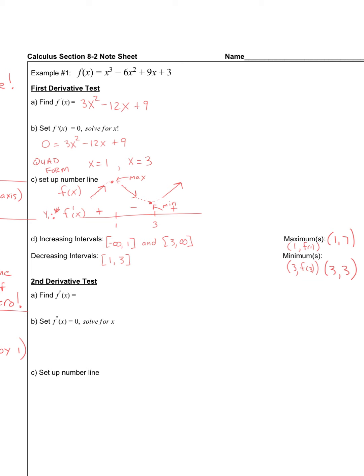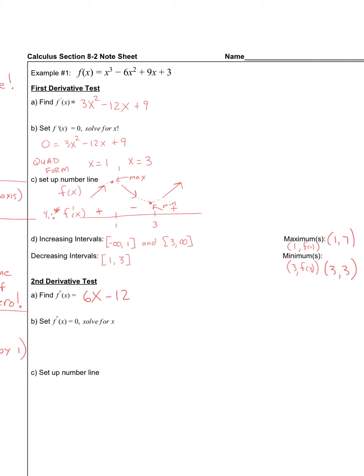Now let's move on to the second derivative test. The first thing we have to do is take the second derivative. So we take the derivative of the derivative. The derivative of 3x squared is going to be 6x. And then the derivative of negative 12x would be negative 12. And of course, the derivative of a constant, the derivative of 9, is 0.